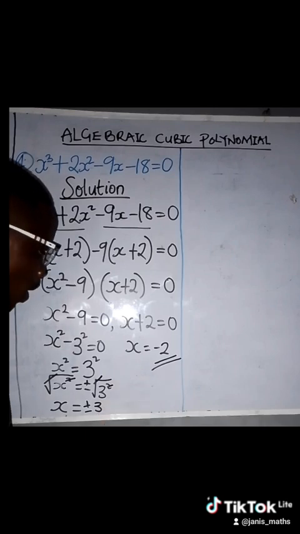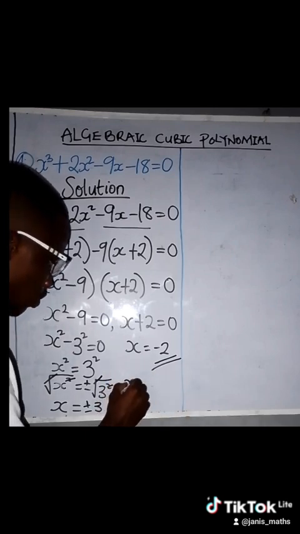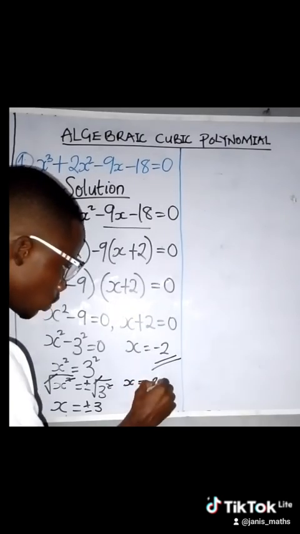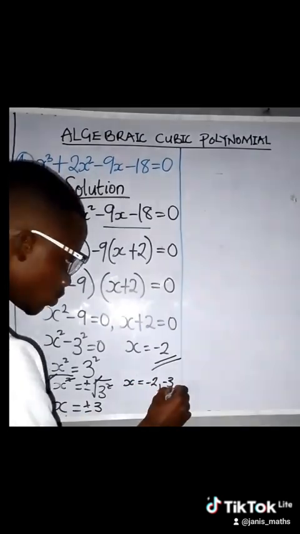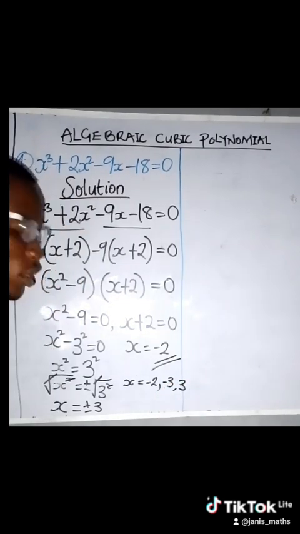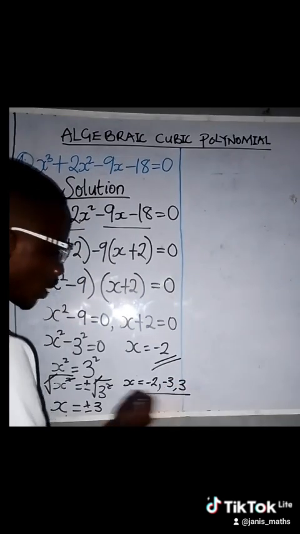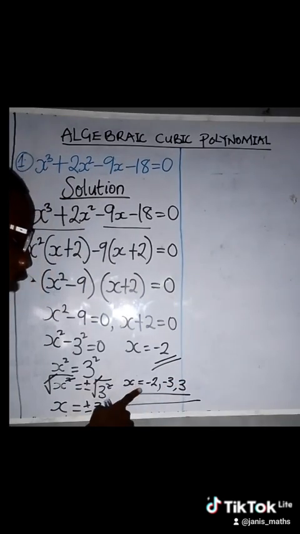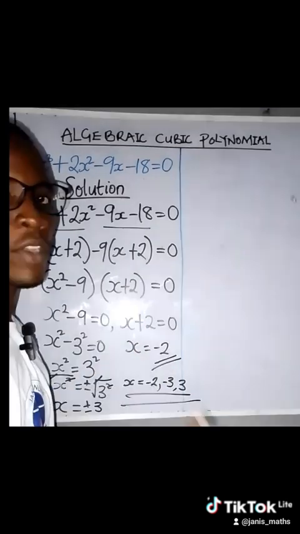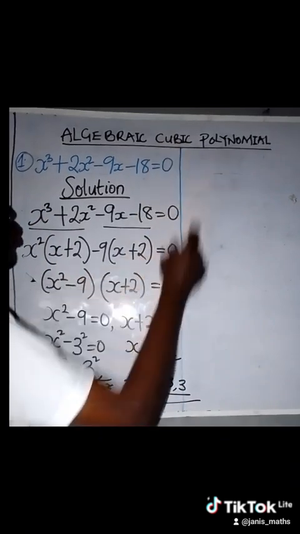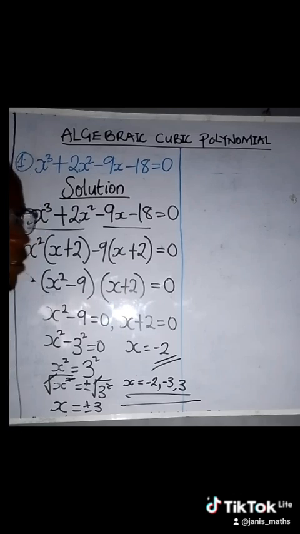Therefore, I have 3 values of x now. The first value of x is minus 2. The second value of x is minus 3. And the third value of x is 3, which is the same thing as plus 3. So minus 2, minus 3, and plus 3 are the 3 values of x. That's why it's called a cubic polynomial.